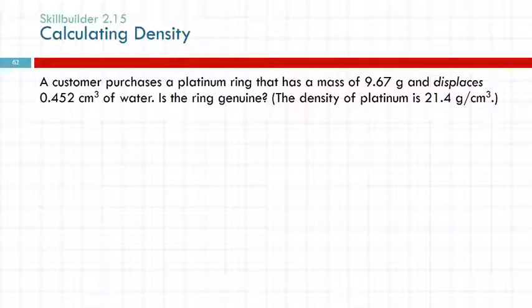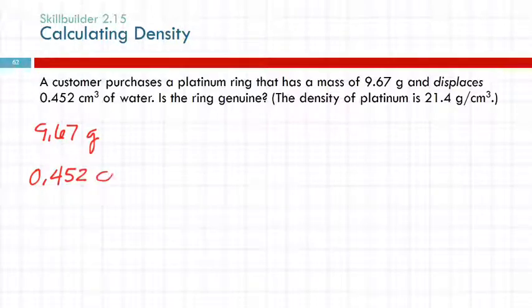So let's write these numbers down. This is the sorting step. So we got 9.67 grams. And then we've got 0.452 cubic centimeters. Now this might be a little confusing. It says it displaces this much water. What does that mean? Well, one way to measure the volume of an irregularly shaped object, if you have a cube or a rectangular prism, you can get out a ruler and measure it. But if you want to know the volume of a ring, that's a bit more complicated, right?